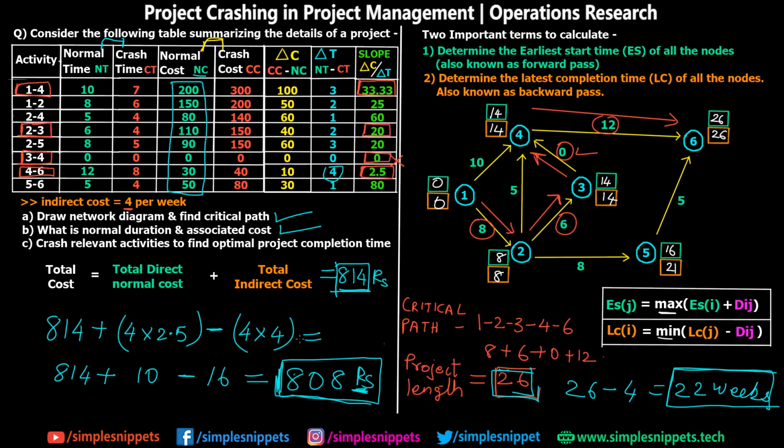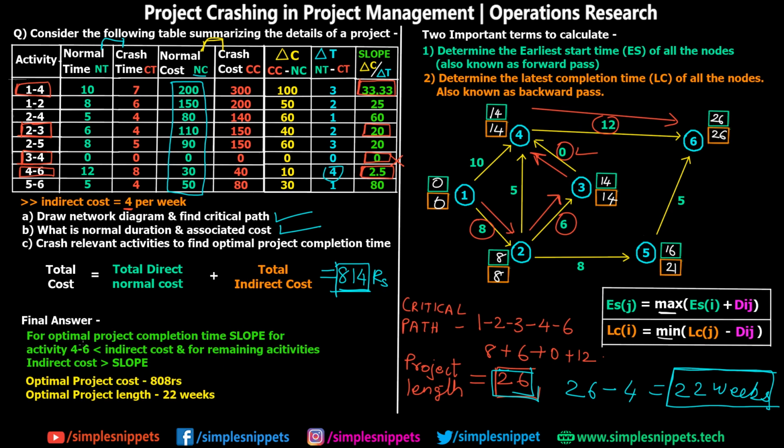And you can also note this final answer as follows. So for optimum project completion time, slope for activity 4 to 6 is less than indirect cost, and for the remaining activities the indirect cost is greater than the slope. So the optimum project cost we just found out is 808 rupees and the optimum project length is 22 weeks. So this can be your final answer. This is how you frame your final answer.